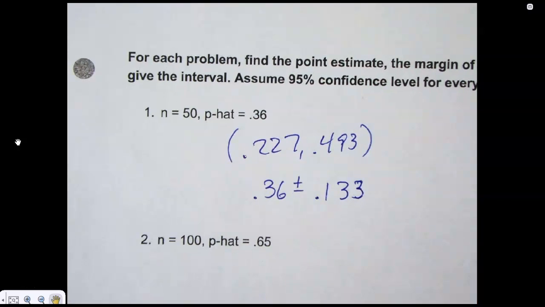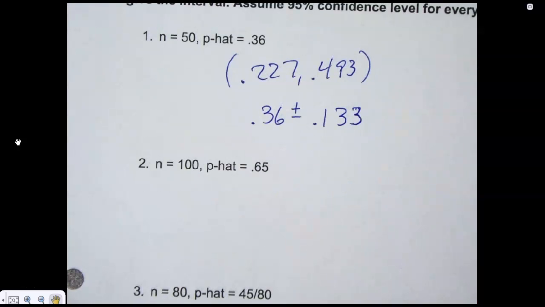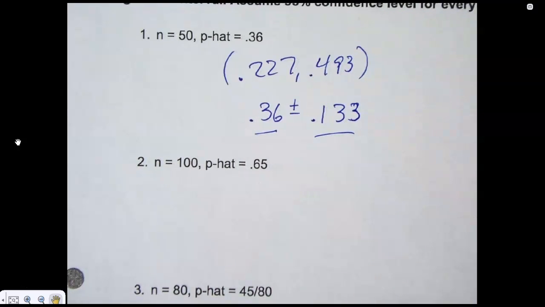So I want both of those things for each. I want the interval, and then the point estimate plus or minus the margin of error.